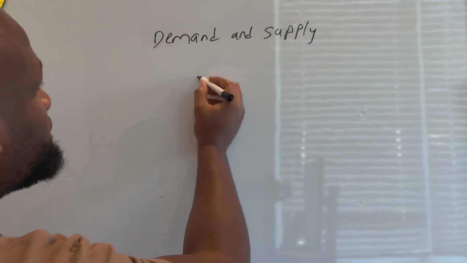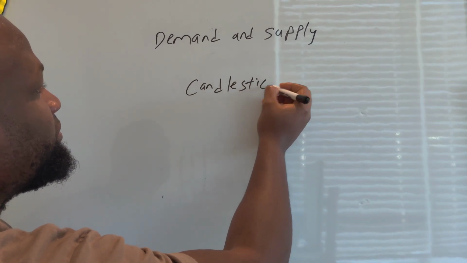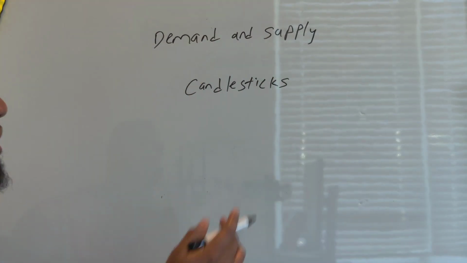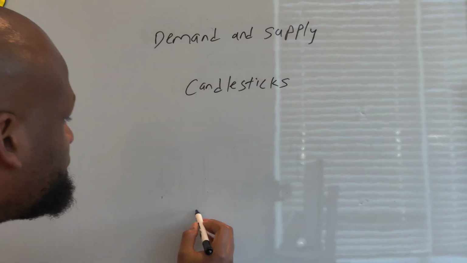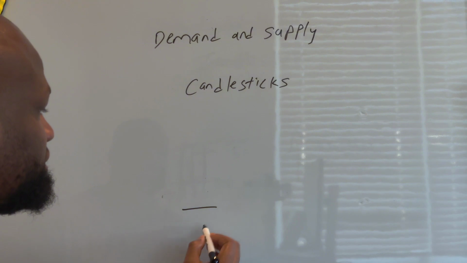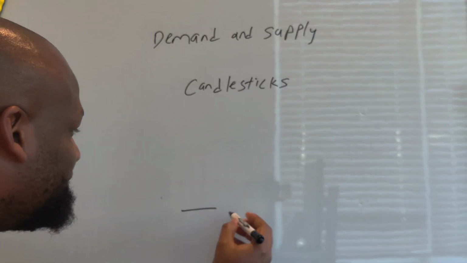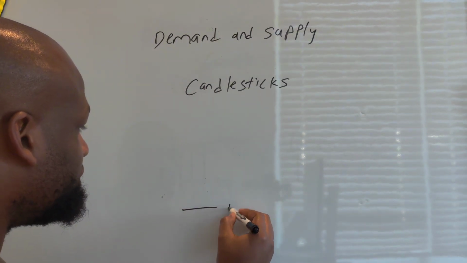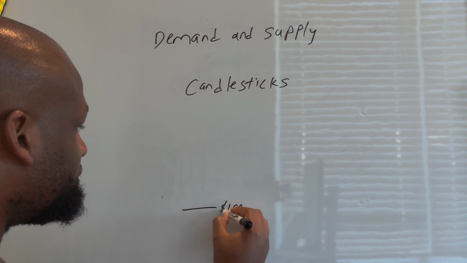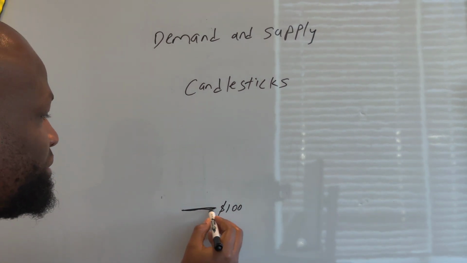This is called candlesticks. So let me explain these candlesticks. Basically, let's say we're trying to buy a commodity. I like to use Bitcoin because that's what I like. So let's say this Bitcoin right now is going for $100. Here is where we're starting off from.